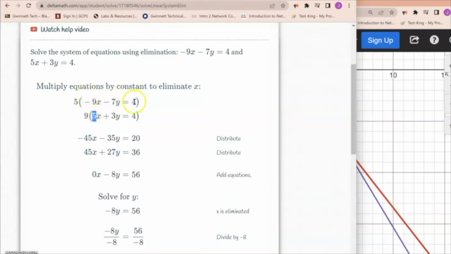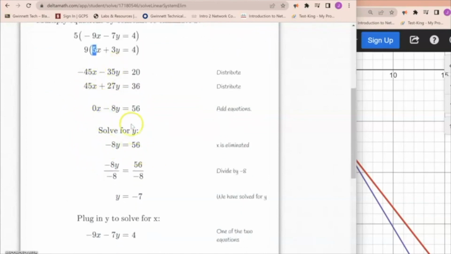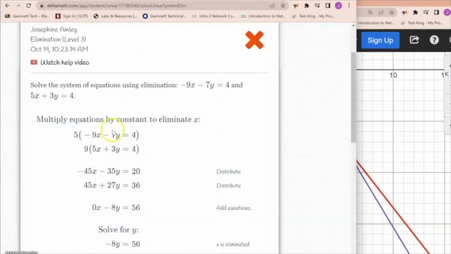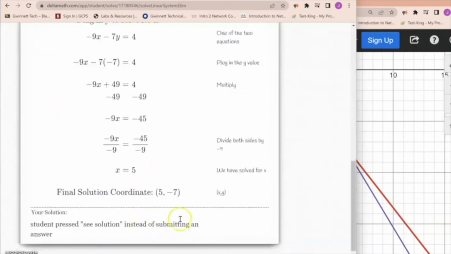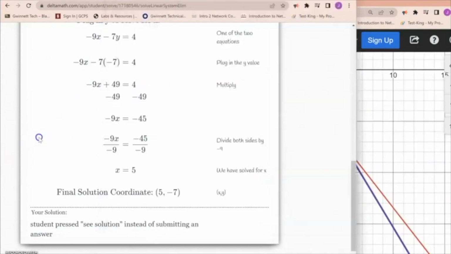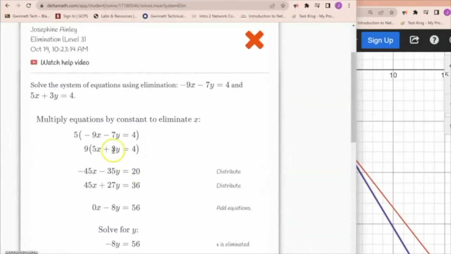Distribute it in. Let me see my arrows. You're going to get this line. Distribute this in. You're going to get this line right here. Then combine them. You're going to get this line. So then solve for y. So divide by negative 8. You'll get y equals negative 7. And just like before, you plug in negative 7 into any one of these equations, whichever looks easier. So you can put it right here, negative 7, and then you solve for x. So you still end up getting 5, negative 7. All right, you can use the alternate method as well. It's just your preference.